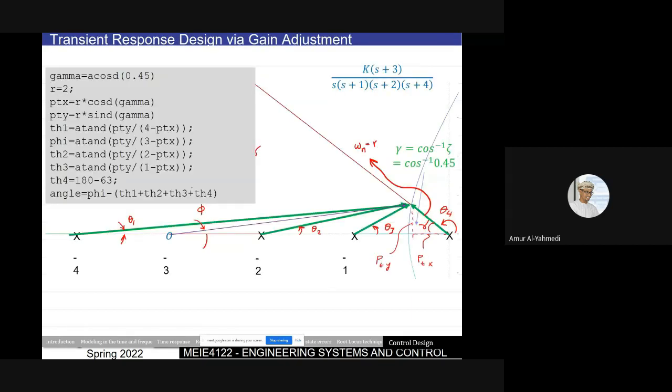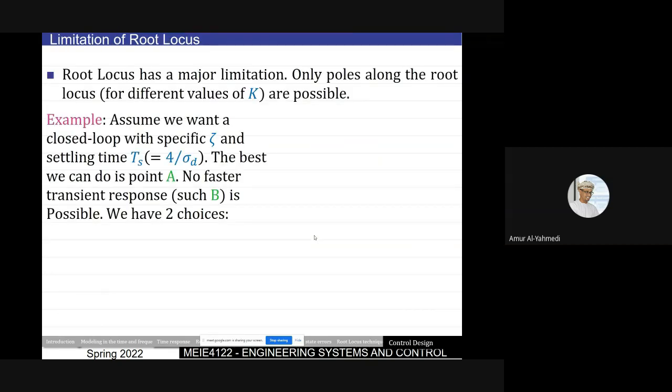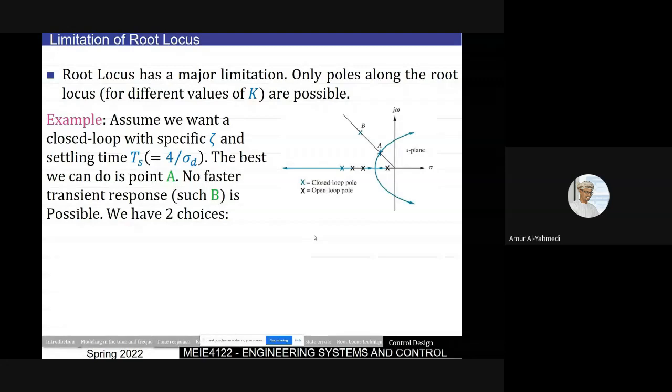This is okay if you want to choose your S naught to be along the root locus. But let's say I want my S naught to be at this point, which is not on the root locus. I cannot do it just by changing K. Root locus has a major limitation: poles on the root locus are only possible for different values of K. If I want to be here, which is not on the root locus, the root locus doesn't pass through that.